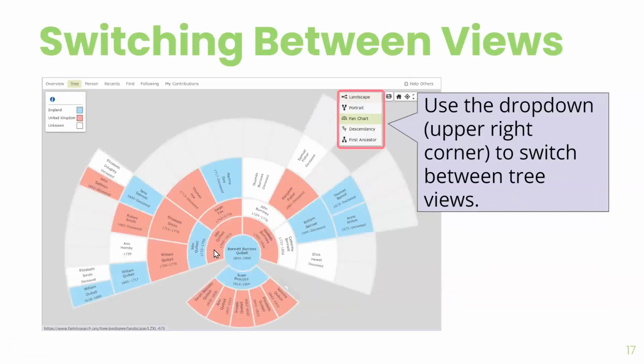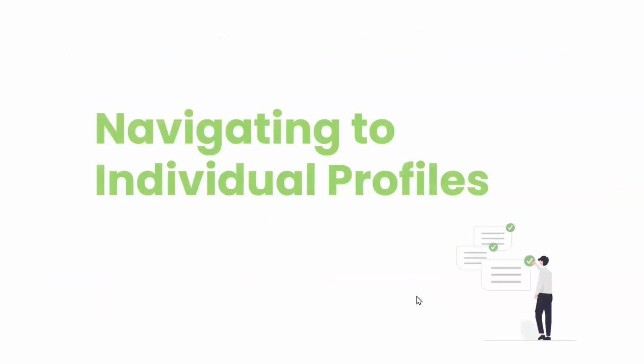As far as navigating between views in Family Tree, just click the menu in the upper right-hand corner and switch to any tree view that you want. The cool thing about that is if you navigate away from that tree view, say to a person page, but then you come back, it remembers the view that you selected last time. So you won't have it on fan chart, then navigate away and suddenly have it go back to landscape. No, it'll remember what you had chosen, which comes in really handy.